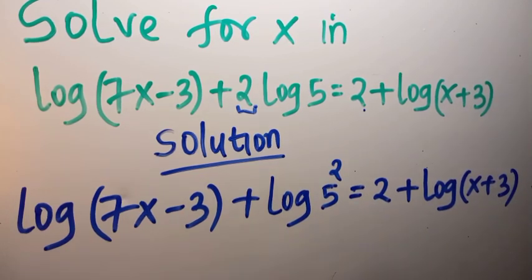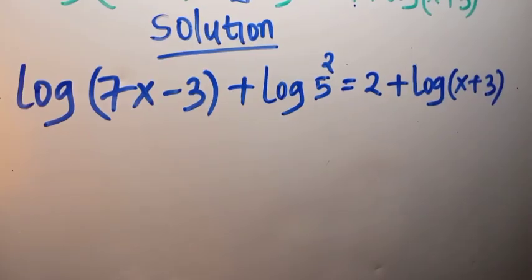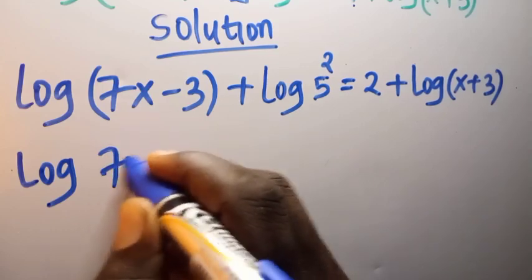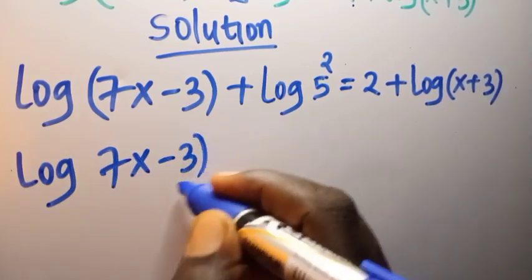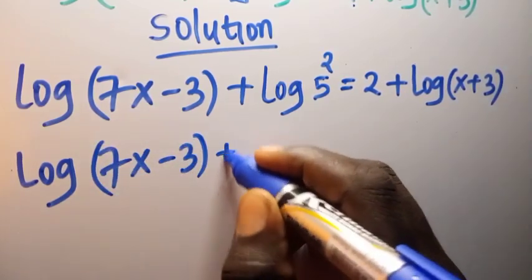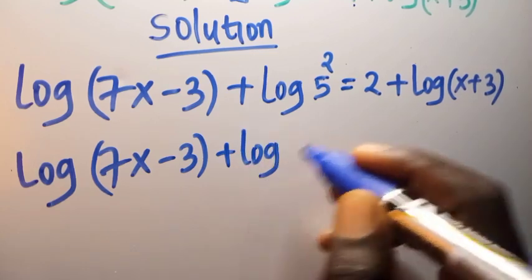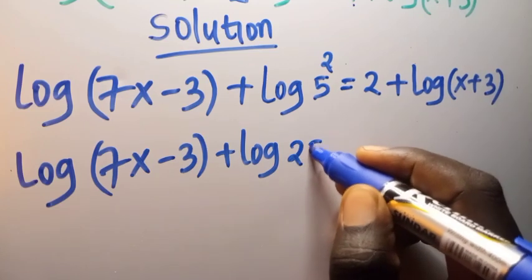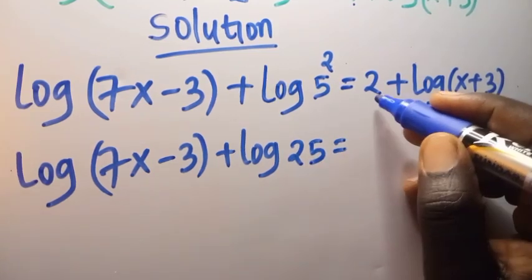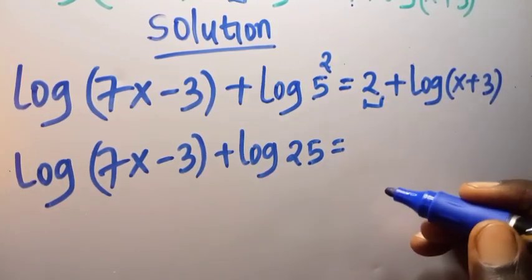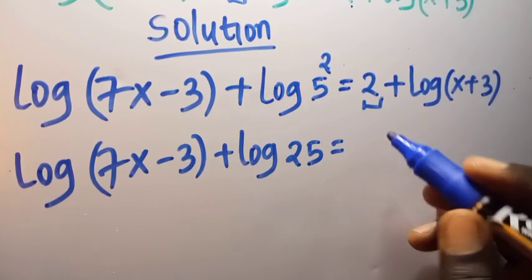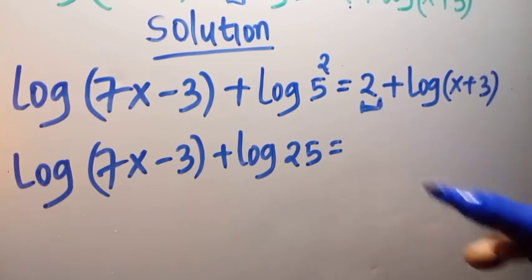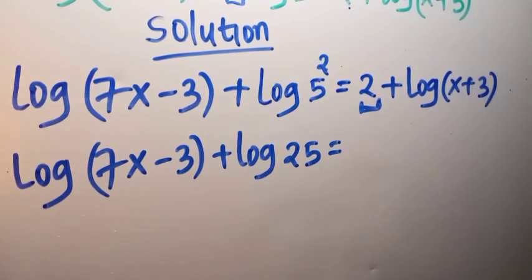Now, in this case, we shall have the logarithm of 7x minus 3, close the bracket, then plus the logarithm of 5 squared. 5 squared is 5 times 5, which is 25, equals to 2. We need to write it in logarithms. We need to introduce logarithms so that instead of 2, we shall have a certain logarithm.